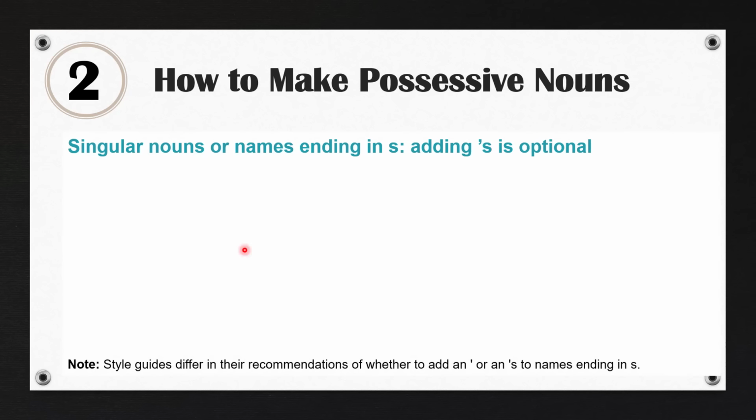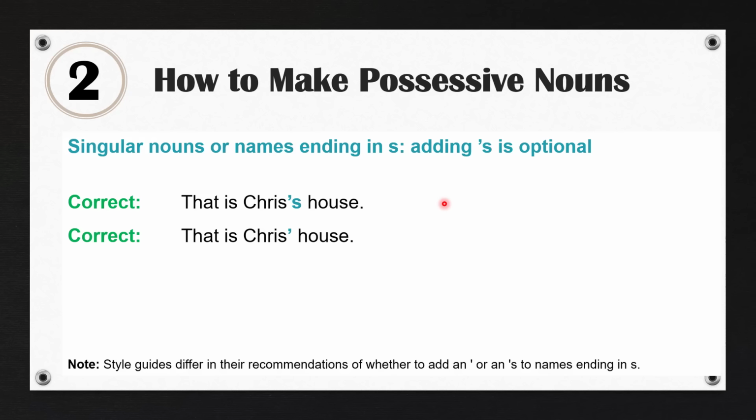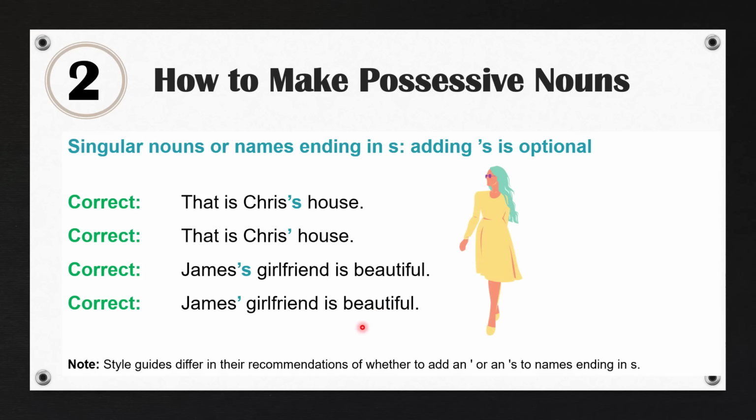Now the second rule is that with singular nouns or names ending in S, adding the apostrophe S to make it possessive is optional. So for example, you could say that is Chris's house, and you see that Chris is a singular noun, a proper noun that ends with S. So you could add the apostrophe S, or you could leave it out. That is Chris's house. Another example, James's girlfriend is beautiful, or James' girlfriend is beautiful.